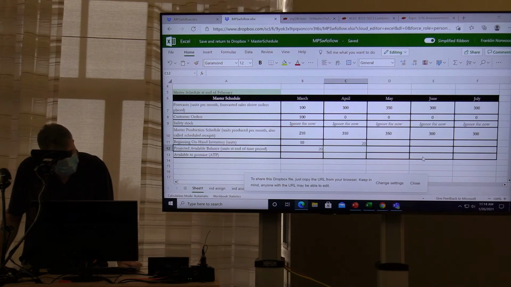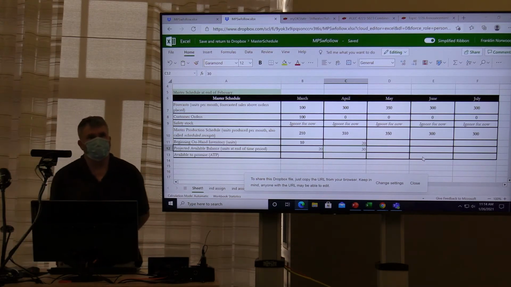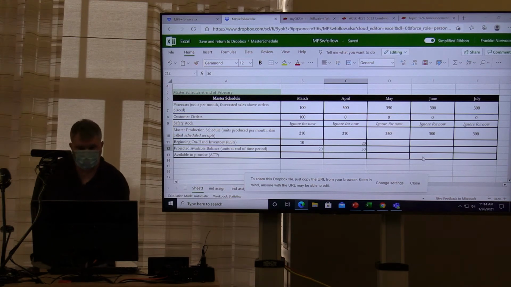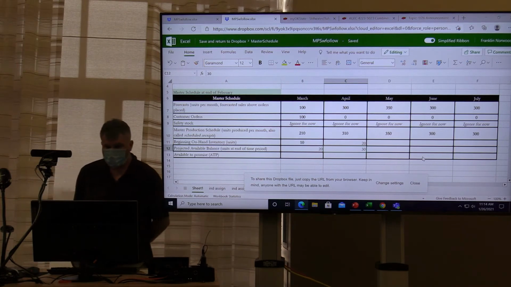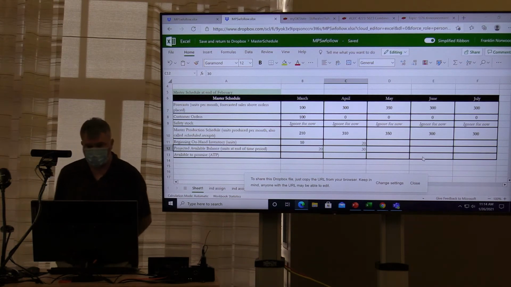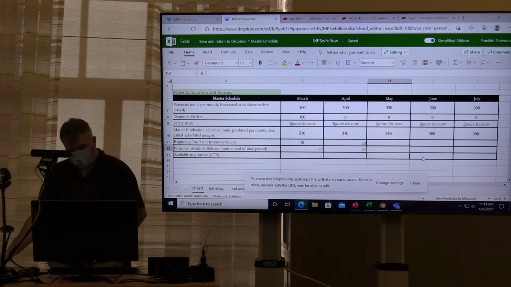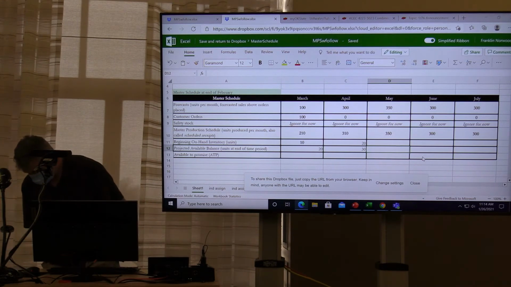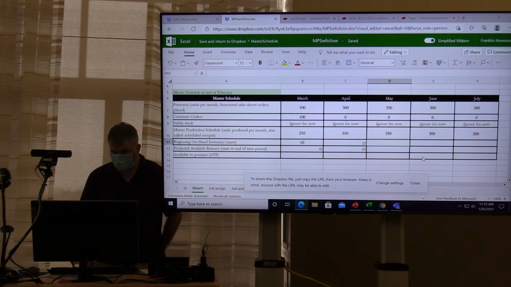Courtney, you got any ideas for projected available balance at the end of April? 30. Yep, 30. You start off with 20, you produce 310, so you'll have a total of 330, and you plan to sell 300. Nobody's placed an order yet, but you think people will buy 300 units, so you think at the end you'll have 30 units. And so in May, we're going to begin with how many units, Brant? 30. Yep, 30.